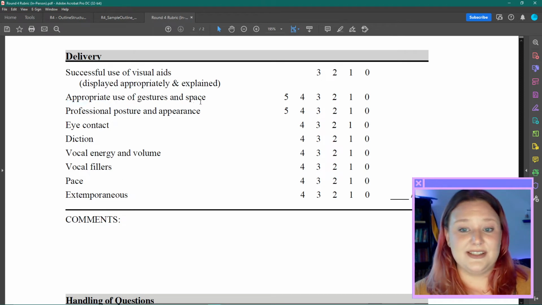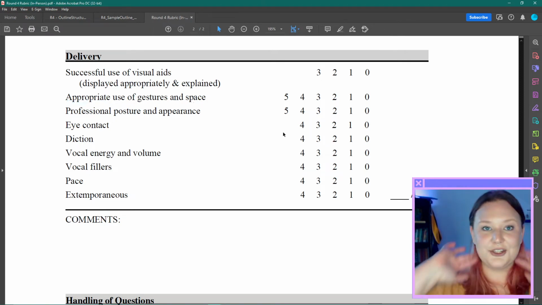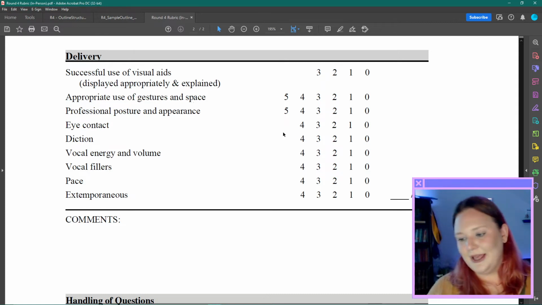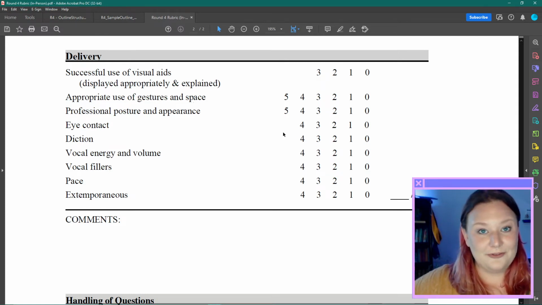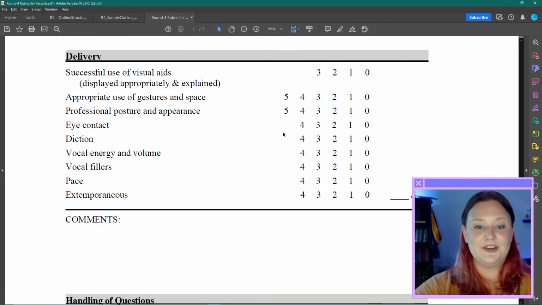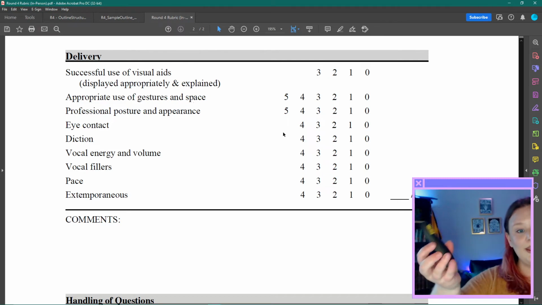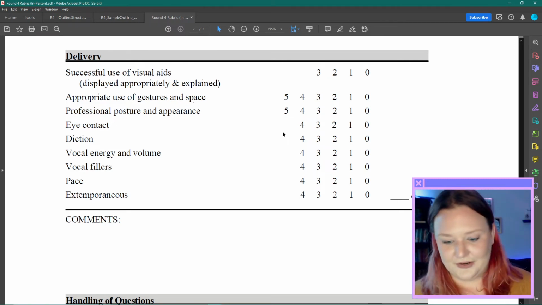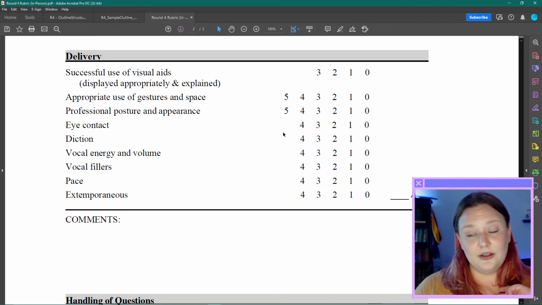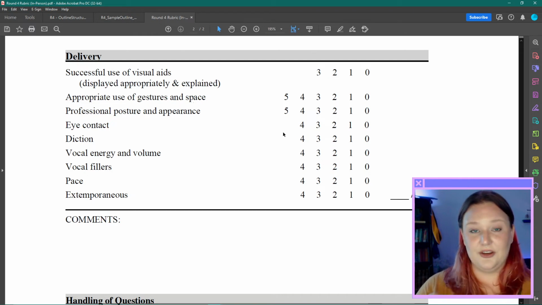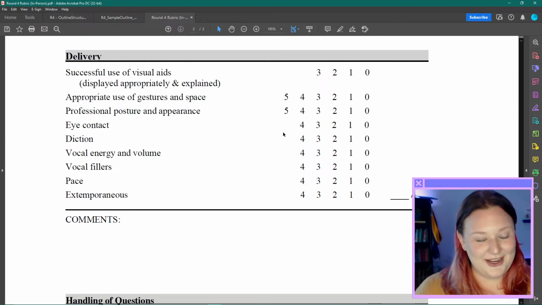Appropriate use of gestures in space is kind of hearkening back to things that we talked about in round 2. Making use of all that room up at the front of the classroom, making sure that when you gesture and use your hands, you are making your gestures big, above the waist, out from your body, just like when you were holding those objects in your round 2 speech. There are some great videos in our video library about gestures. If that's something that you're not all that comfortable with, I highly recommend you go check those out.